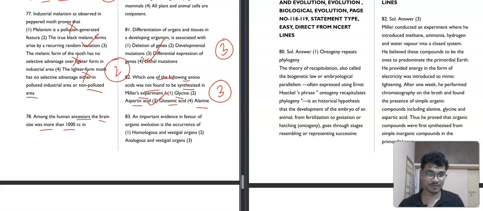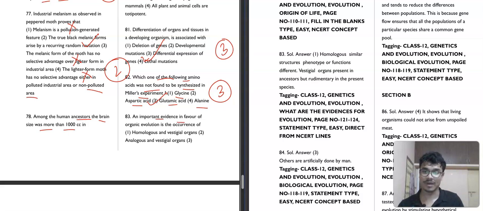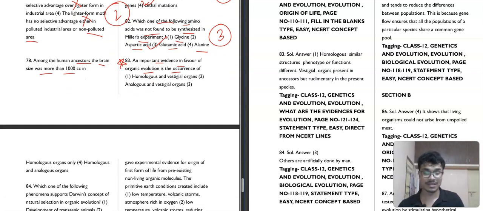So question number 83. It is saying that an important evidence in favor of organic evolution is the occurrence of homologous and vestigial organs, analogous and vestigial organs, homologous organs only, or homologous and analogous organs. This is a very good question. Homologous organs have a similar structure but different functions. A vestigial organ is present in the ancestor but rudimentary in the present species. So this is the best evidence, the first option, for organic evolution.